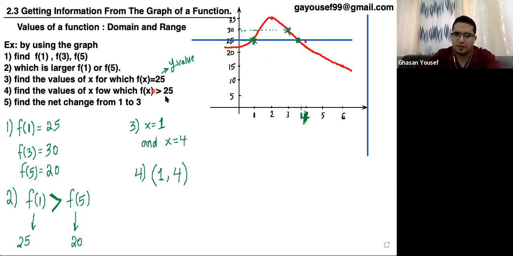Why? Because we don't have equal 25 here. At 1, the answer is exactly 25, and at 4, the answer is exactly 25. But the question is when the function will be greater than, more than 25, starting from 1, ending at 4, and the 1 and 4 are not included. So the answer is from 1 to 4.